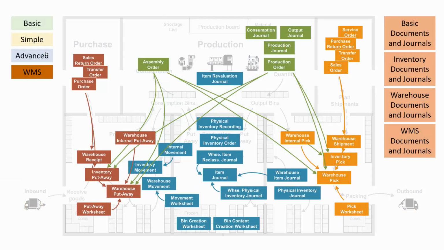Let's look at how we post consumption and output from production when using different levels of warehouse management functionality. In this view, we have all the documents in all the warehouse functionality, and it's of course very confusing. So let's dive into the different levels of warehousing.